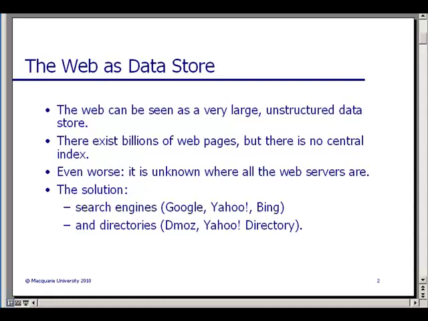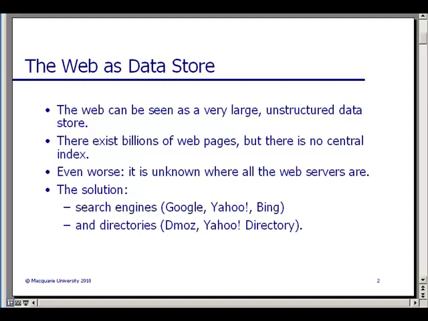So why is search on the web a problem? We can see the web as a very large unstructured data store, and this is very different from a relational database where we have structured data and we have a nice query language like SQL that allows us to query our structured data. But this is not the case in the web, where the data is unstructured and the amount of data is huge. There exist about 21 billion web pages nowadays. But there is no central index for all these web pages.